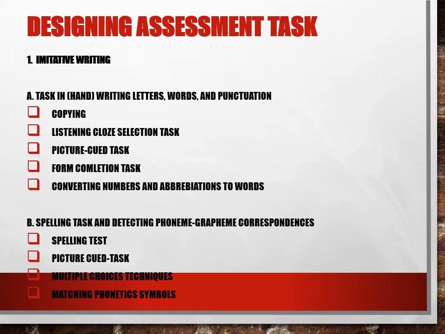And the next, designing assessment tasks. The first, imitative writing. There are 2 points. The first point is tasks to assess writing letters, words, and punctuation. The first, copying, listening cloze selection tasks, picture cue tasks, form completion tasks, and the last, converting numbers and abbreviations to words. The second point, spelling tasks and detecting phoneme-grapheme correspondences. And then the first, spelling test, picture cue tasks, multiple choice techniques, and the last, matching phonetic symbols.